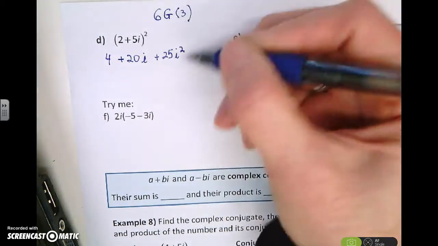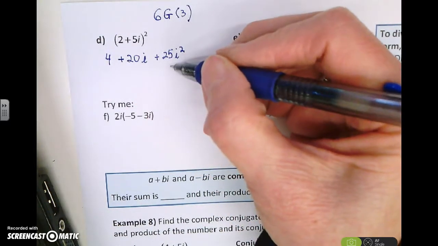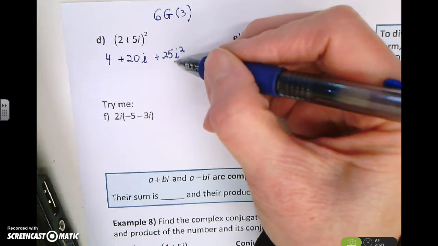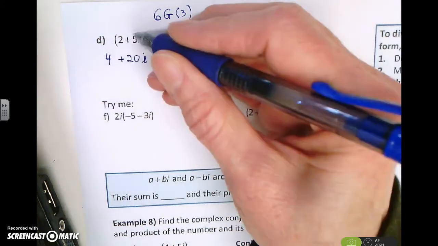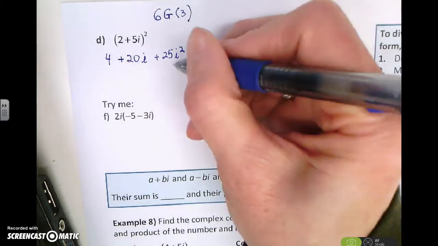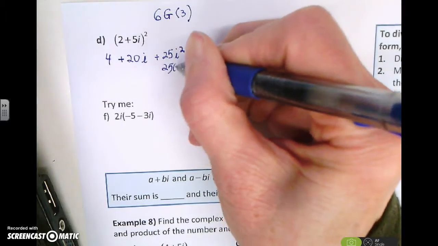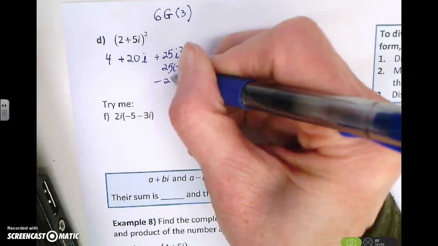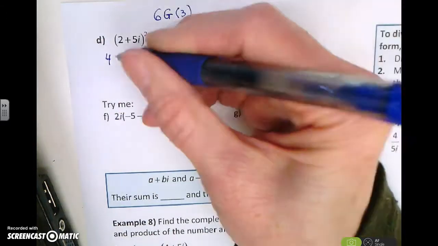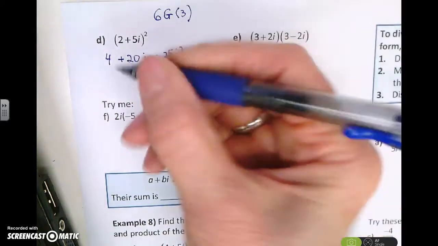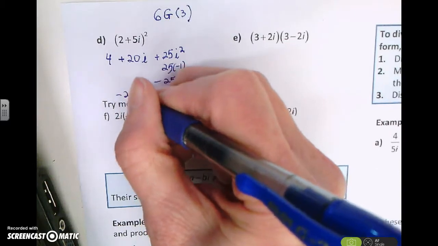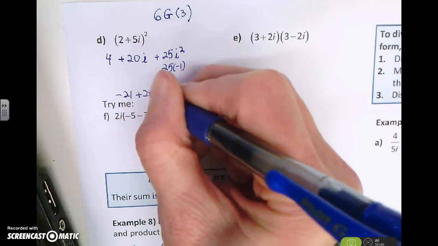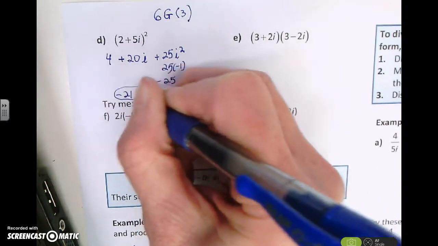You could double distribute that, but we're just going to use what we used earlier in that last section to square this out. So then this would be 25 times -1, so negative 25. So we're going to have 4 minus 25, which is going to give us a negative 21 plus 20i for my answer.